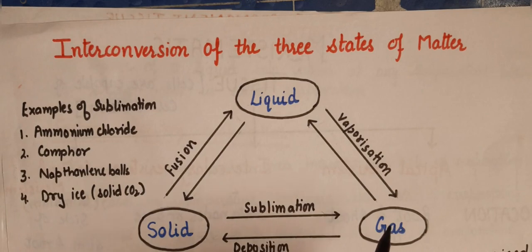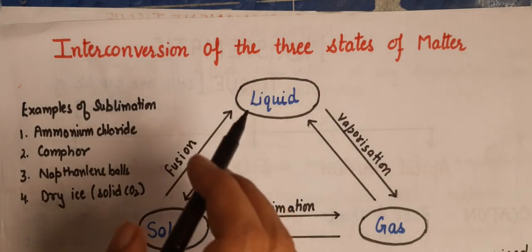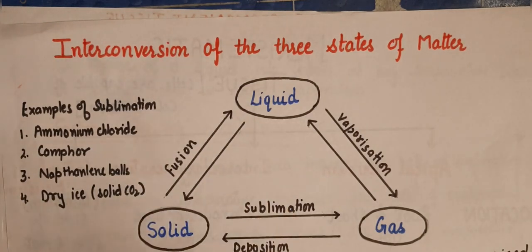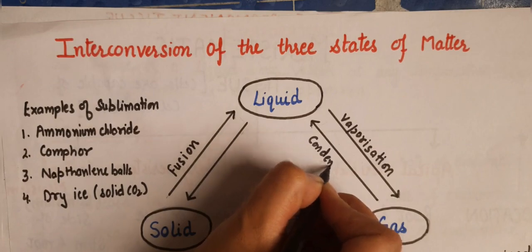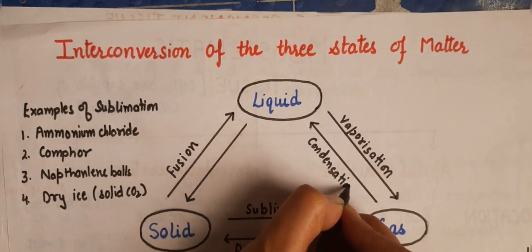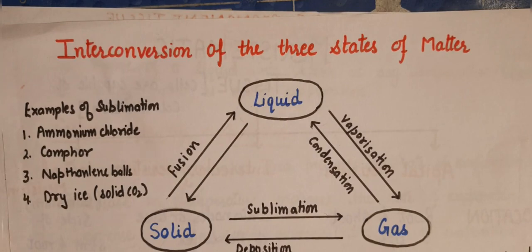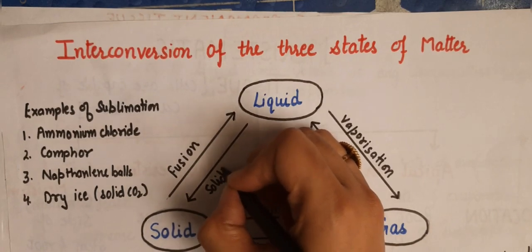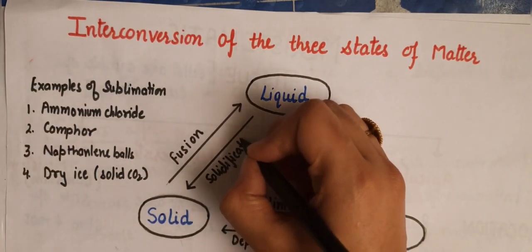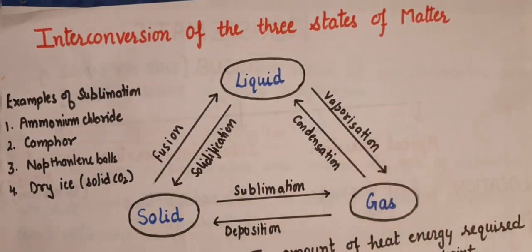And if gas changes into liquid, what do we call that process? When gas changes into liquid, as you know, water vapors go upward and change into clouds. By which process? Yes, condensation. That process is called condensation. Now when liquid changes into solid, that process is called solidification.